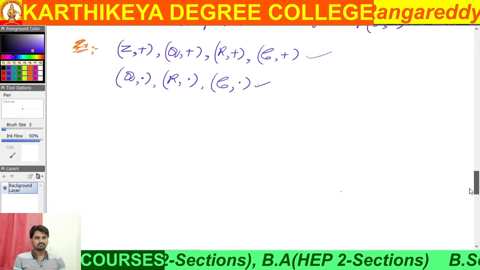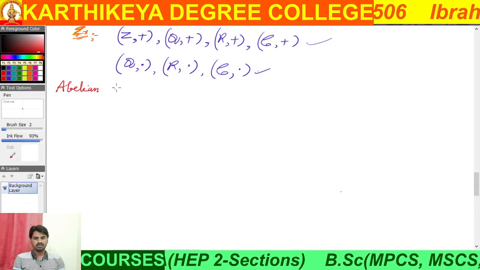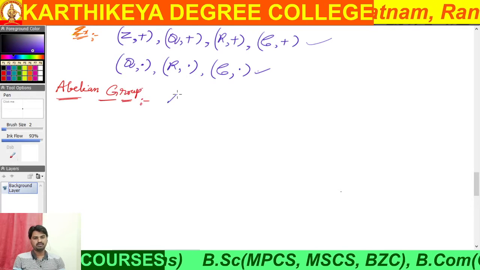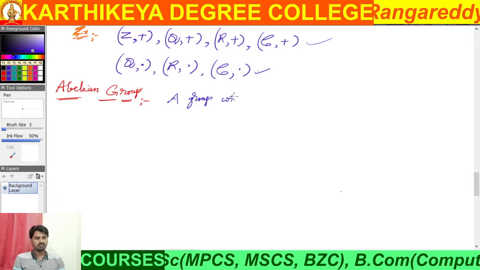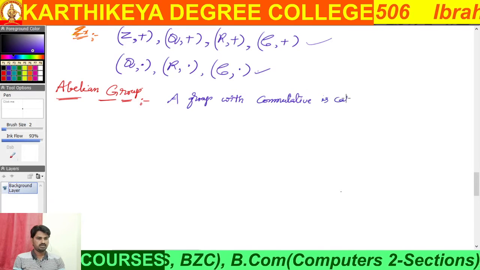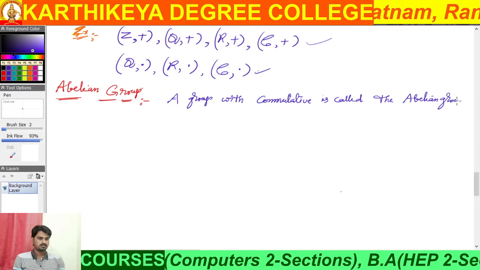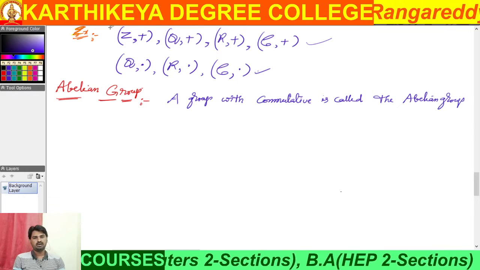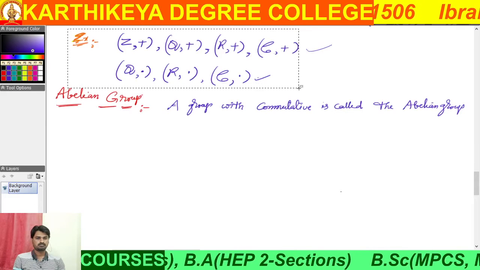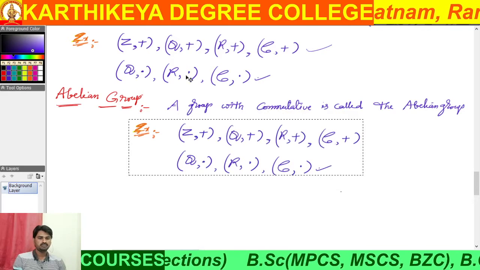Next one, Abelian group. Abelian group means a group with a commutative property. Simply we can write, a group with a commutative property is called an Abelian group. They all are examples of the Abelian group.